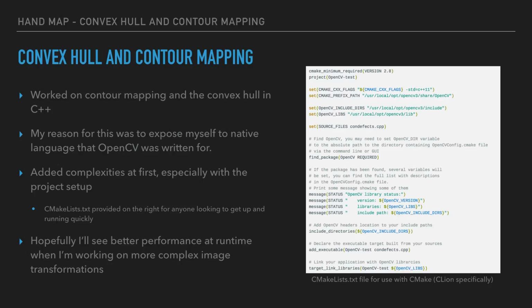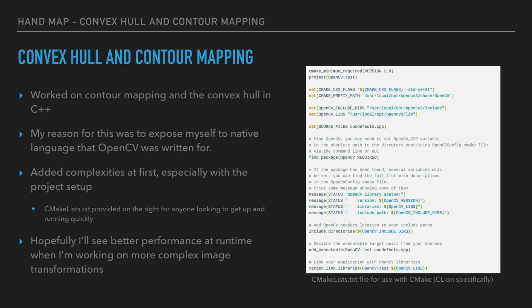Next, I decided I'd start working on convex hull and contour mapping techniques for my image processing. I've mentioned bounding boxes before, and that's kind of what I meant by convex hull. It's just a line that runs around the outside of the convex points of my image. I worked on the contour mapping and convex hull in C++. My reason for this is I wanted to expose myself to the native language that OpenCV was written for.